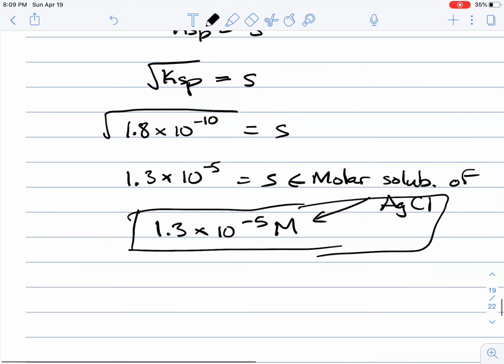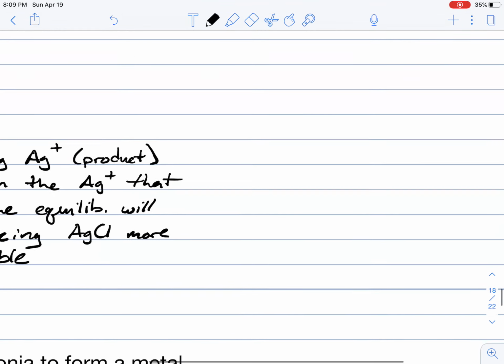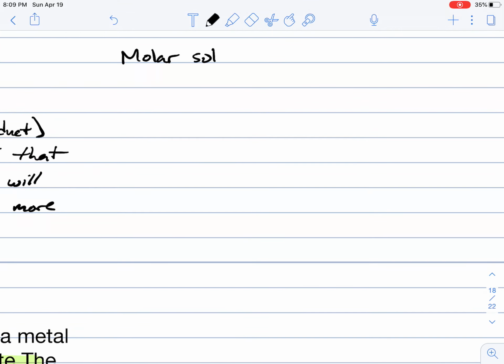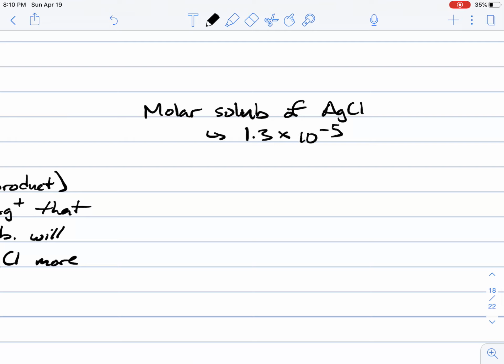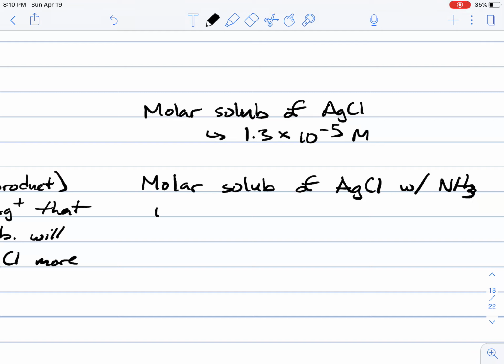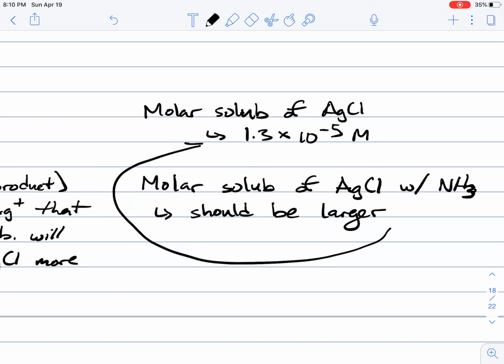And if the original molar solubility of silver chloride in water is 1.3 times 10 to the negative 5, okay, so here I'm going to put the molar solubility of silver chloride is 1.3 times 10 to the negative 5 molar. Therefore, the molar solubility of silver chloride with NH3 should be larger than this value. And so this is in water. And so this is our control, so to speak. So the molar solubility is 1.3 times 10 to the negative 5.